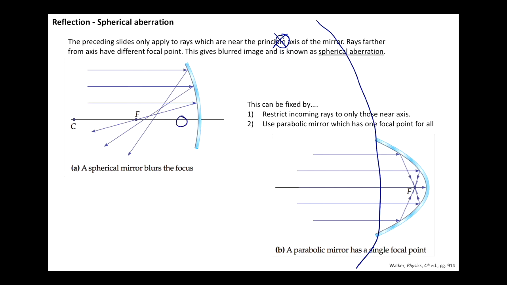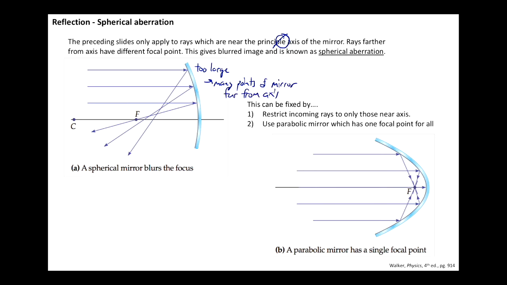Only the rays that are relatively close to this axis are able to come together and hit a focal point. Notice they're describing here what happens if the mirror is too large, even though sadly they're using a drawing that's about the same size as on the previous slides. So here we're imagining that this is too large. Many points of mirror far from the axis. Still, the law of reflection is obeyed, but notice they don't all converge at the focal point in this case.